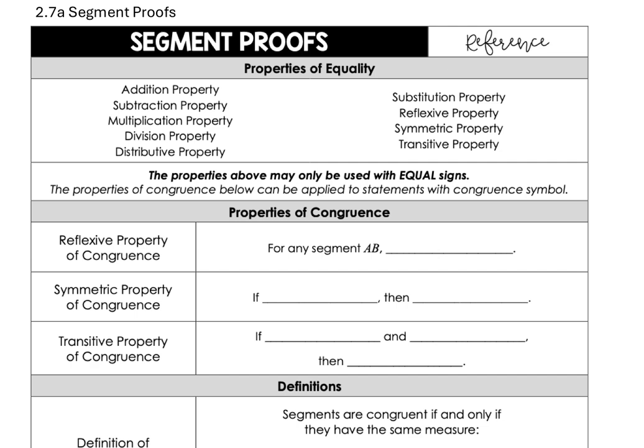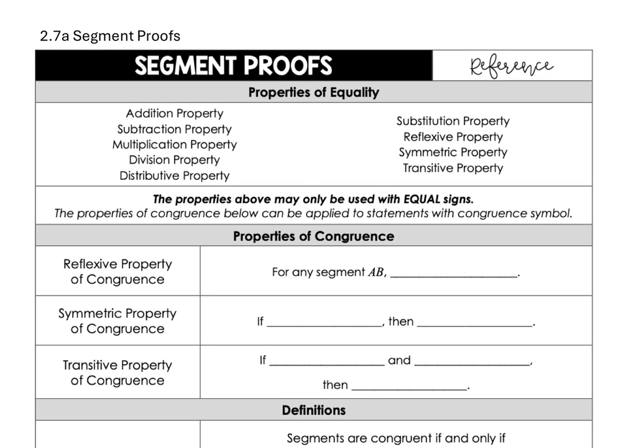You can see up at the top, these are all the properties of equality that we've been working with. You'll still have the option to use those. It's just not going to be all those anymore. So when we use those properties, those are like, this is equal to that, right? They're all used with equal signs. The properties of congruence, we'll use a congruence symbol.